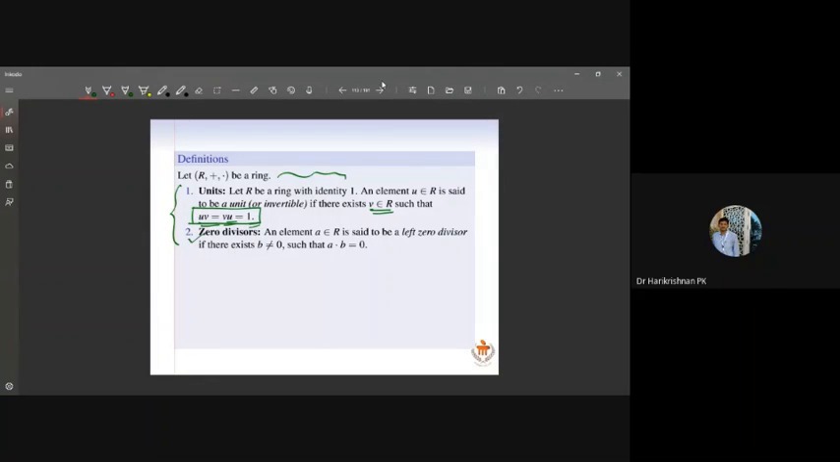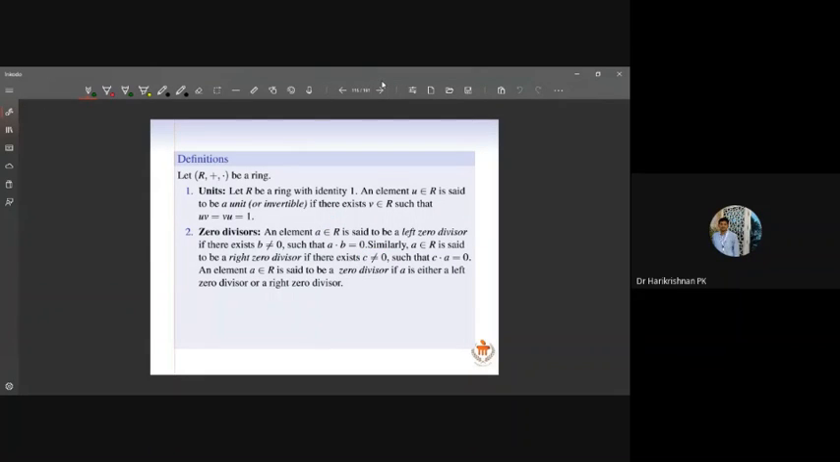What do you mean by zero divisors of a ring? Zero divisors are of two types, left zero divisors and right zero divisors. An element A belonging to R is a left zero divisor if you can find a non-zero element B such that A into B equals 0. Such an element A is called a left zero divisor. And if we can find a C such that C into A equals 0, then A is said to be a right zero divisor. If both left and right hold, it is called a zero divisor.